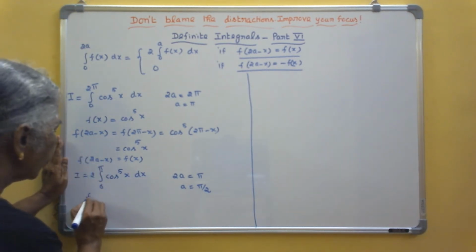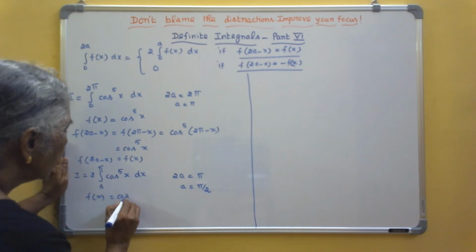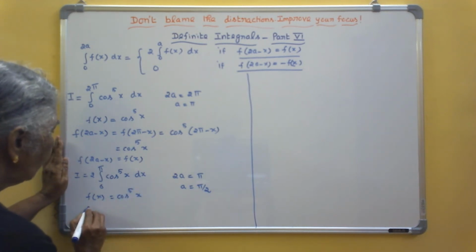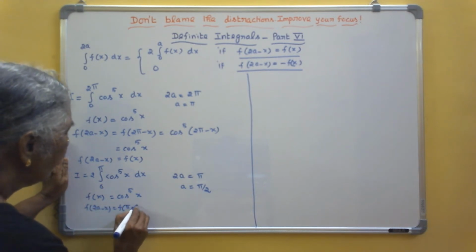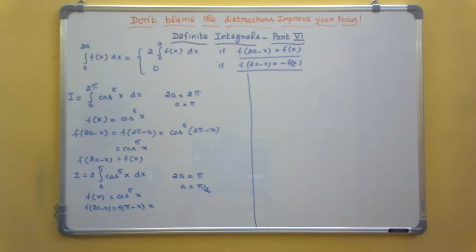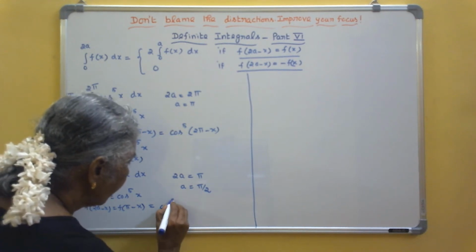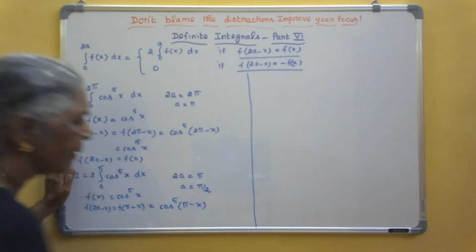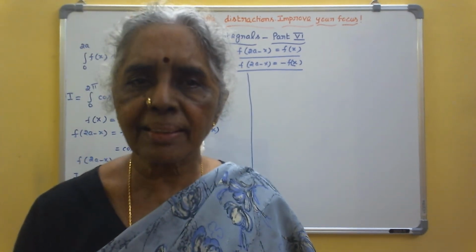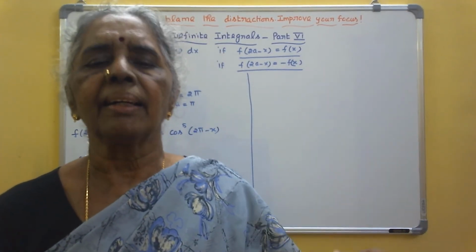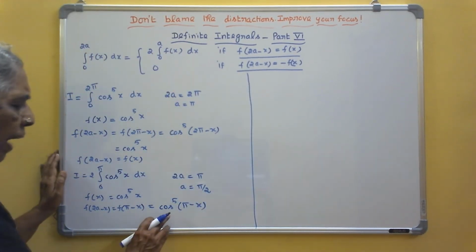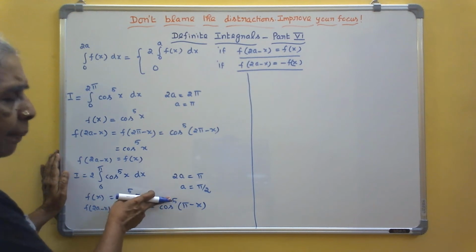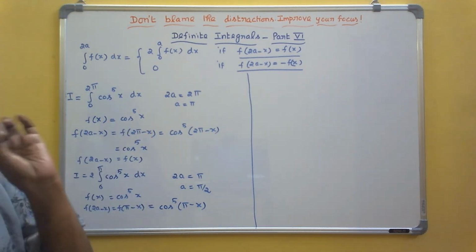So I will write my f of x is also the same, cos power 5x. Now f of 2a minus x, that will be now f of pi minus x, okay? Because now 2a is equal to pi. So that is cos power 5 of (pi minus x). What is cos (180 minus theta)? Minus cos theta. In the second quadrant, cos theta is negative. So I will be getting minus cos x. See the power? That is also an odd power.